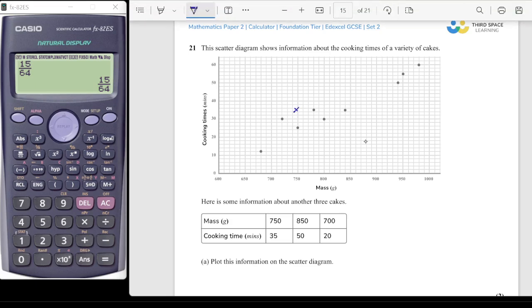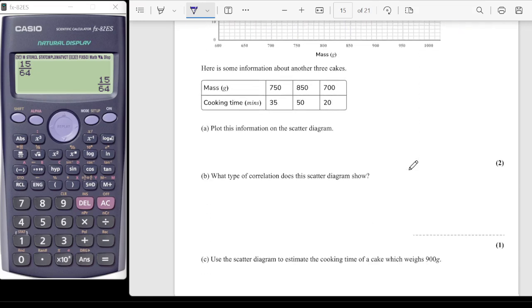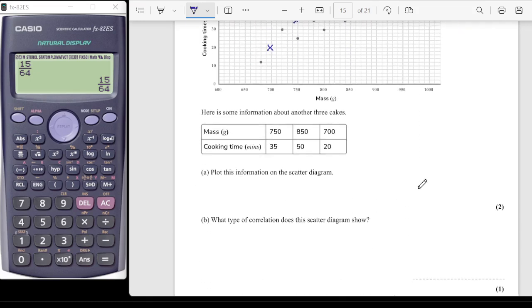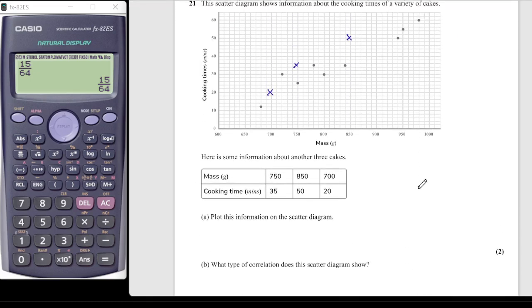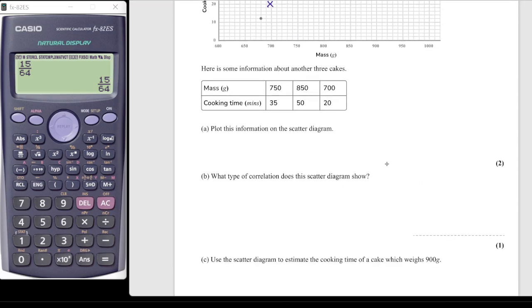Then we've got 850 and a cooking time of 50 minutes, so that would be there. And then finally we've got a mass of 700, which is down here, and a cooking time of 20. That's my 3 points added. What type of correlation does this diagram show? So that shows a positive correlation.